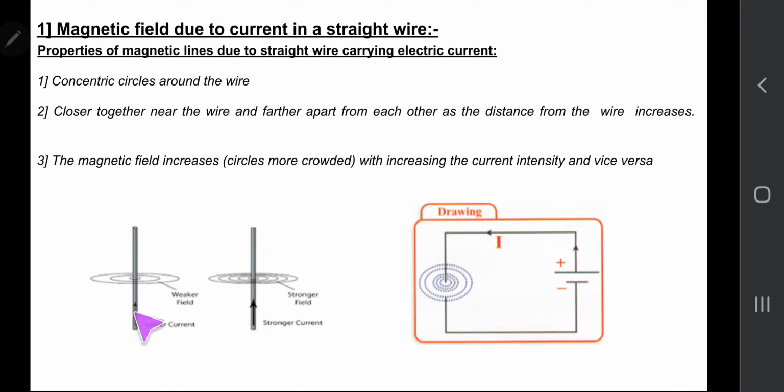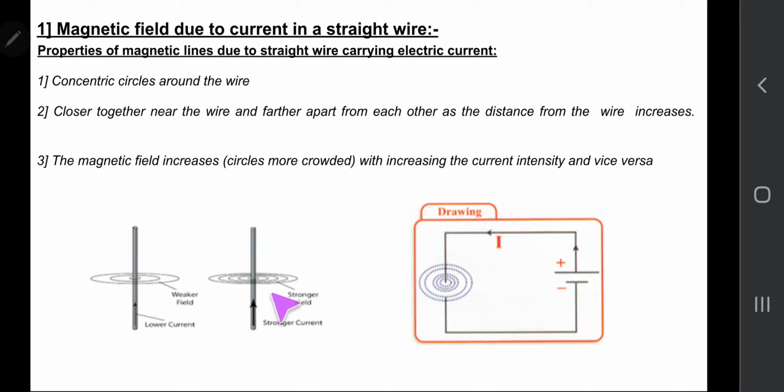In a straight wire, when current passes through it, the magnetic flux lines have a certain shape. At first they are concentric circles around the wire. Concentric circles, I mean circles that have the same center. These circles are closer together near the wire and farther apart from each other as the distance from the wire increases. As the distance increases, the circles are far from each other.